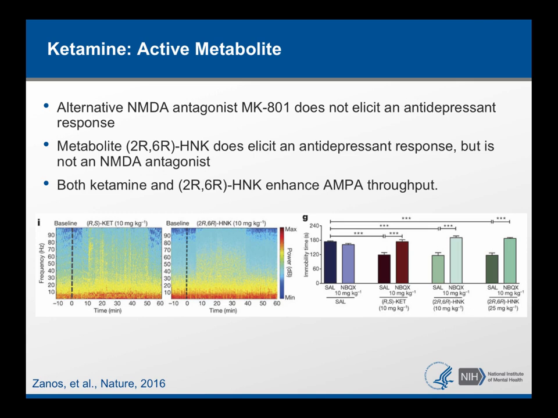And recently, there was a study looking at the metabolites of ketamine, and it was found that one of the active metabolites, a hydroxynorketamine, actually does elicit an antidepressant response that's on par with what you see with ketamine, but it is not an NMDA antagonist. However, it does induce a gamma power response in animals, which is thought to be a marker for enhanced AMPA throughput. So the full mechanism of action of ketamine is still not fully understood, but it's believed to involve enhanced AMPA.